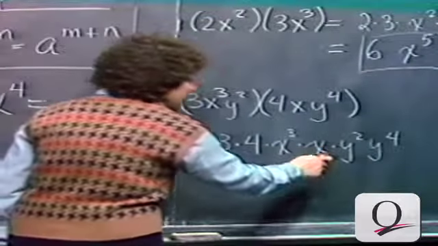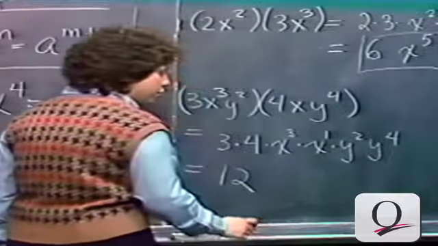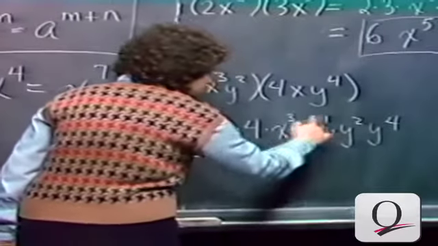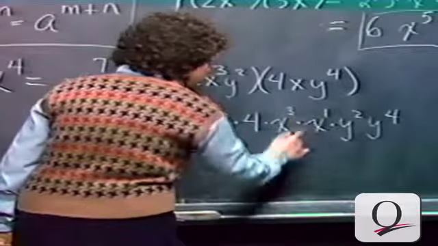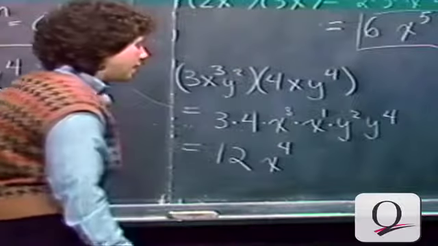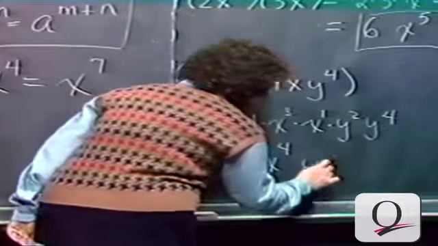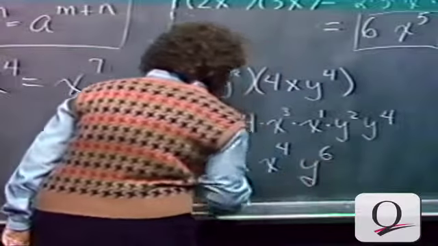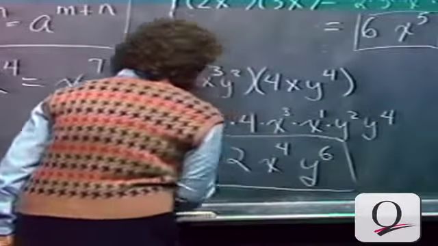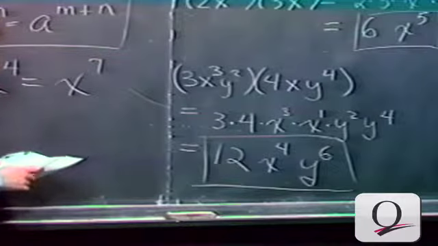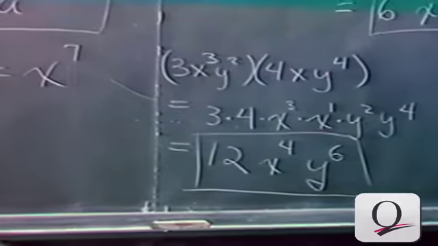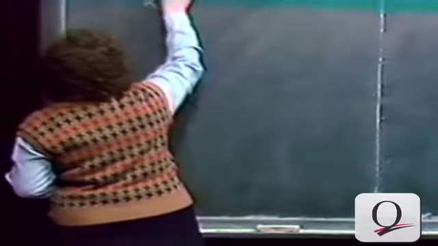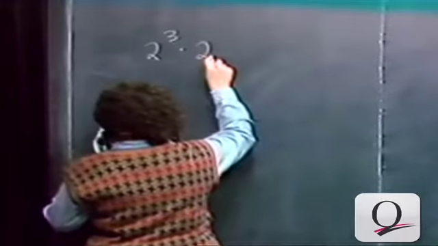x cubed times x, remember x is really x to the 1st power. Keep the x, add the powers, 3 plus 1 is 4, so 12x to the 4th. y squared times y to the 4th is y to the 2 plus 4, or y to the 6th power. So we have 12x to the 4th y to the 6th. All right. What if I told you 2 cubed times 2 squared?